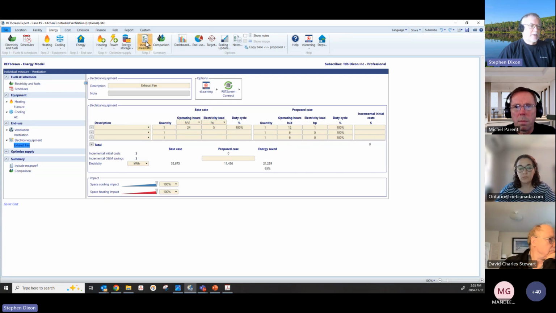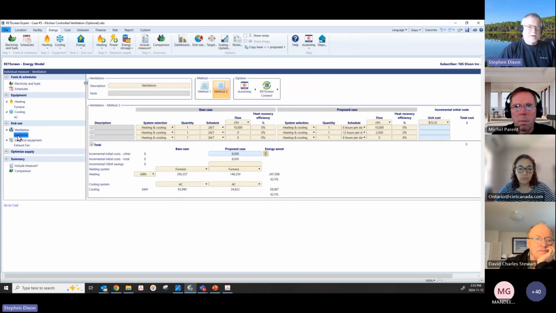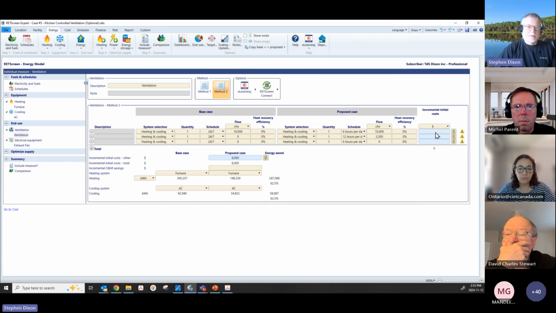So coming back to my include screen, I see savings on both sides of it now. In this case, I haven't added a cost in here. So I'm going to enter a cost here. I believe it said it was $8,000. Actually, I did enter the cost. It's over here. I don't want to enter it over here because that's going to get multiplied through. So I do have my cost in here.